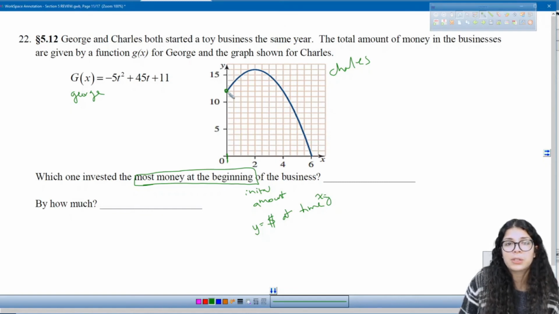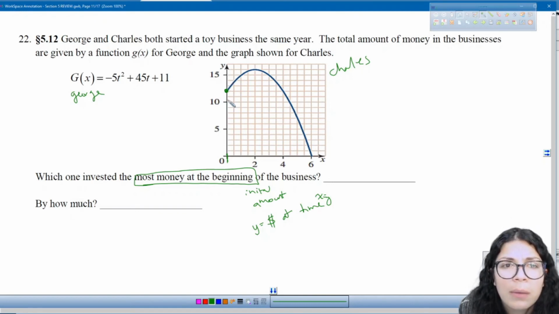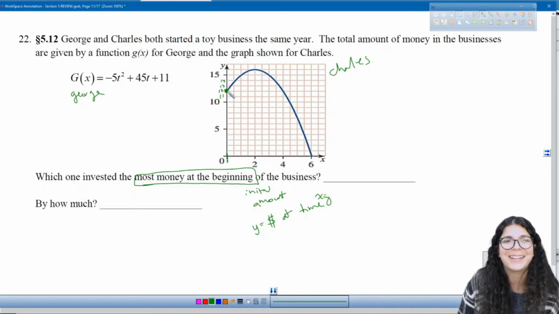For Charles, we could just see it right here, right? 10, 11, 12, 13, 14, 15. Okay, I was just making sure that was correct. So his amount of money is 12 at the beginning. So 12 at the beginning, initially.